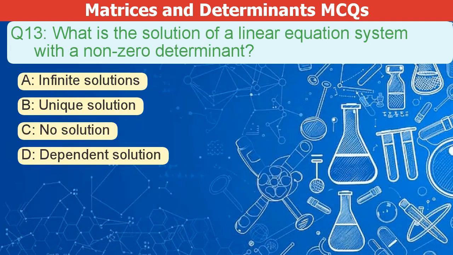What is the solution of a linear equation system with a non-zero determinant? A. Infinite solutions. B.